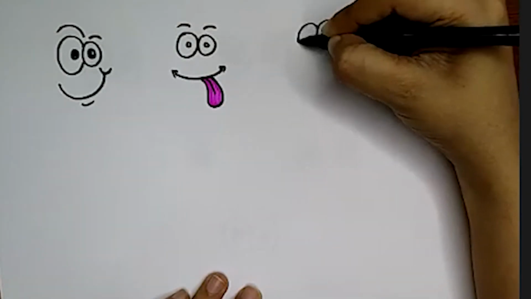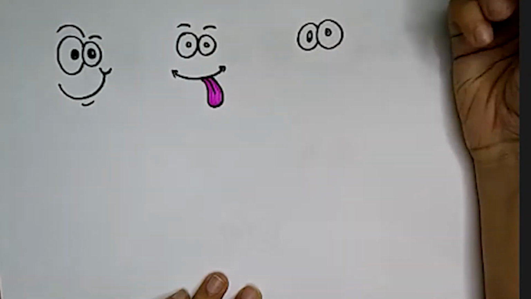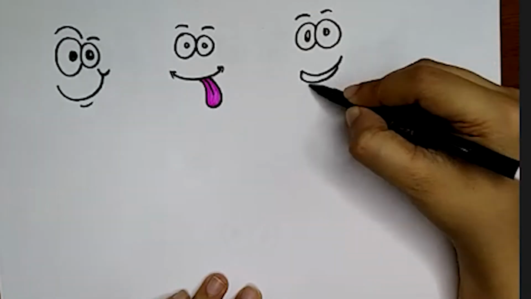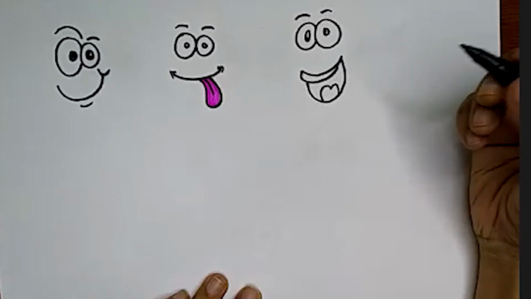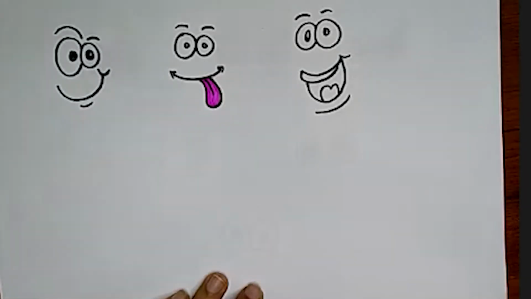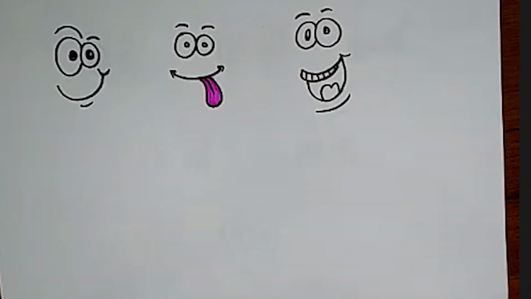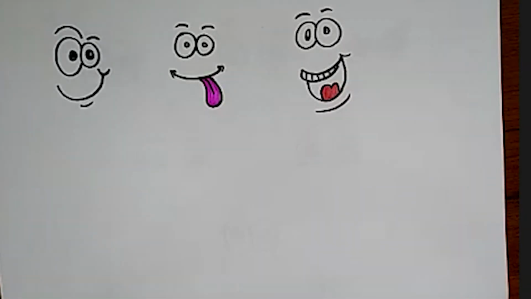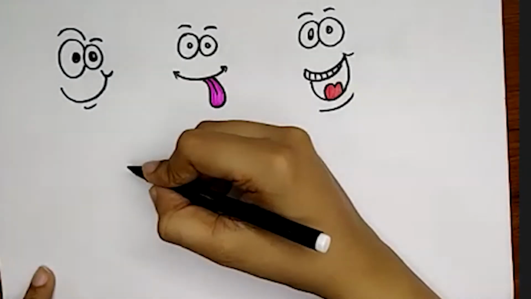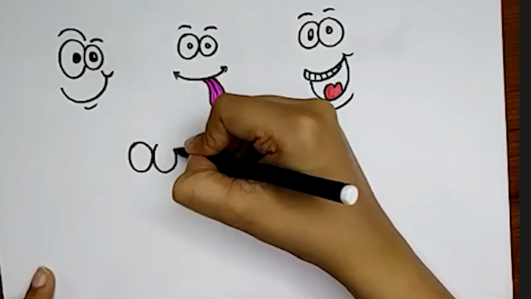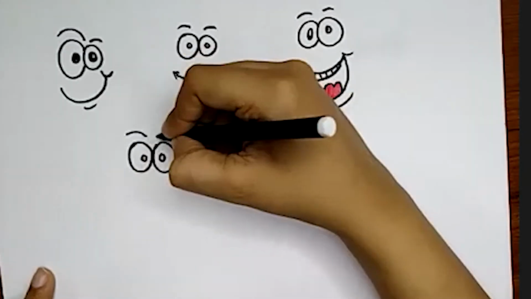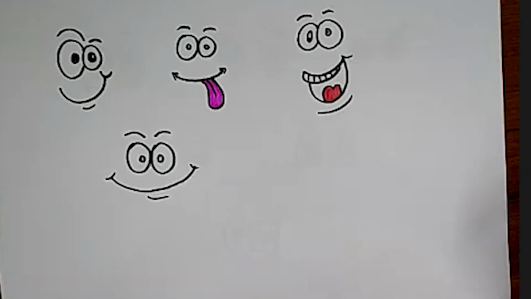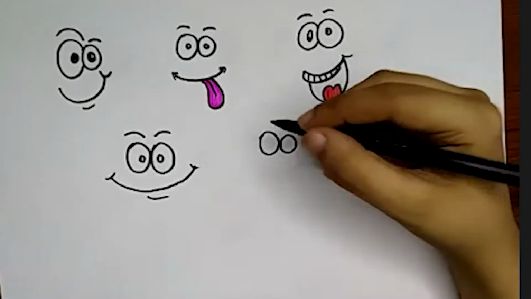Now we'll make a laughing face. Again, two eyes and a big mouth. This is a teeth. And we'll make a wide smile with no chin. Two eyes, again two eyes, eyebrows, and a wide smile. And also we can make some teeth fallen down.